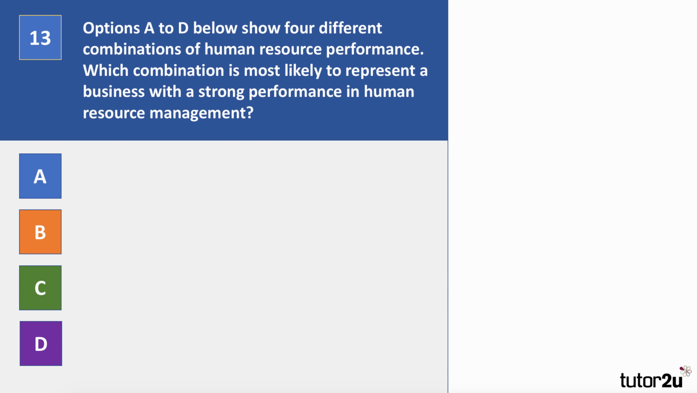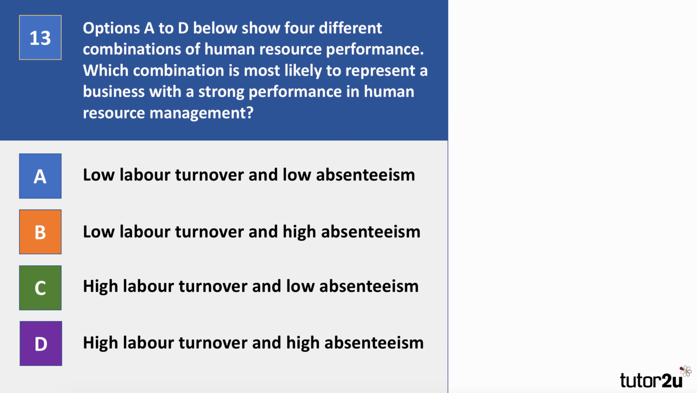Options A to D below show 4 different combinations of human resource performance. Which combination is most likely to represent a business with a strong performance in human resource management? So make your selection from those 4 options there. These types of questions, options A to D, are going to be quite popular in the exam because they enable the examiner to test 2 different pieces of knowledge.